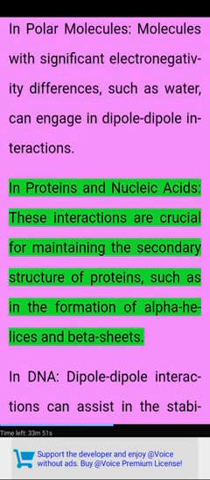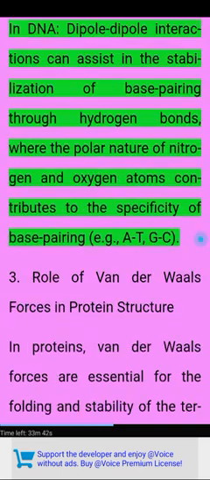In proteins and nucleic acids, these interactions are crucial for maintaining the secondary structure of proteins, such as in the formation of alpha helices and beta sheets. In DNA, dipole-dipole interactions can assist in the stabilization of base pairing through hydrogen bonds, where the polar nature of nitrogen and oxygen atoms contributes to the specificity of base pairing, e.g., AT, GC.